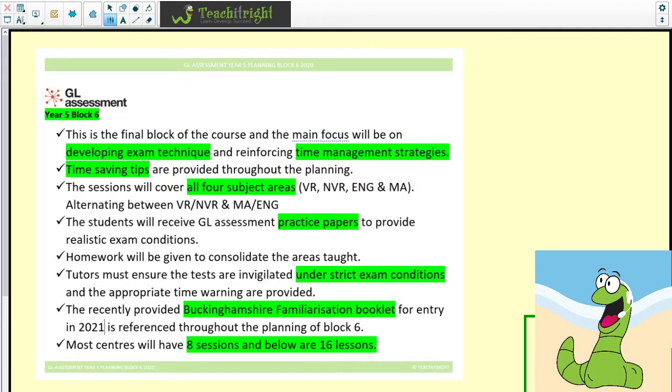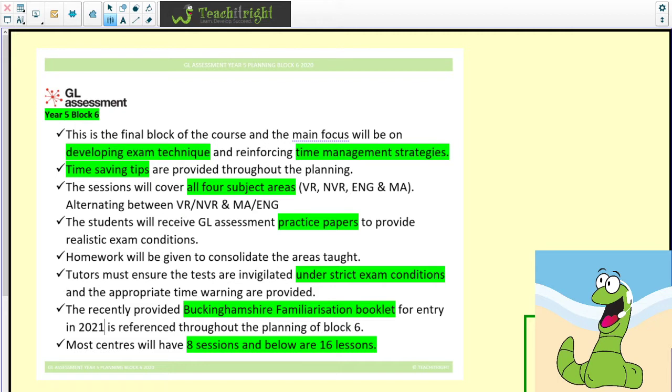So what's the focus going to be during this particular block? Well, it is the last block of this academic year. We are doing lots of things over the summer, but the real focus in this block is going to be on exam technique and developing your time management strategies as well. We're going to obviously add in some time-saving tips throughout the lessons. You're going to cover off all 4 subjects, and we're going to alternate between verbal, non-verbal, maths and English.